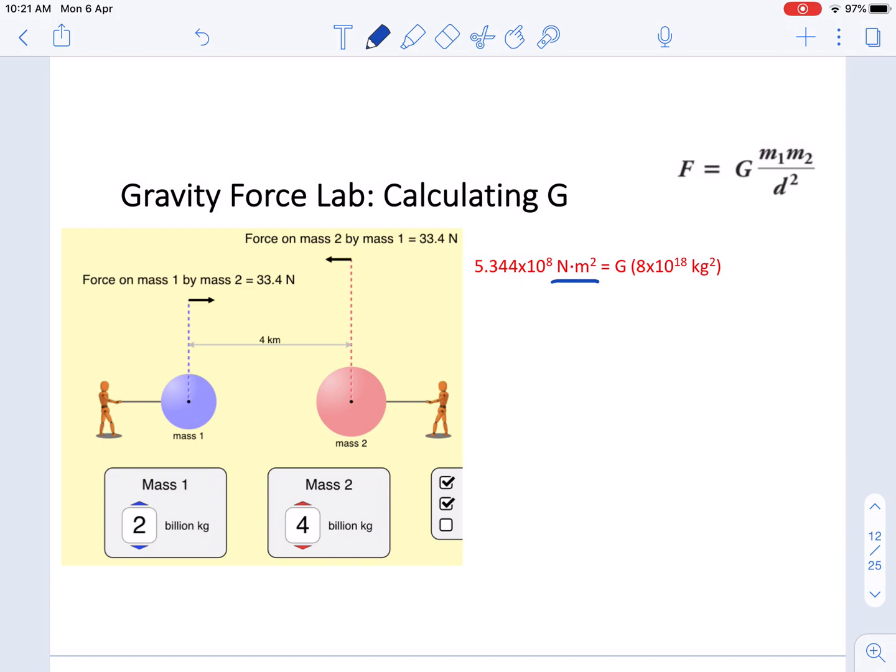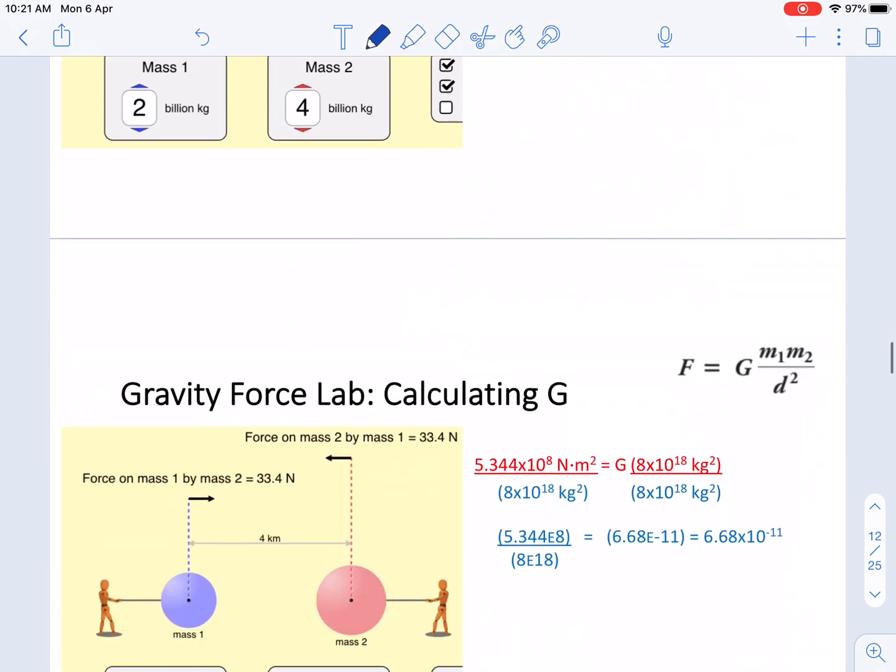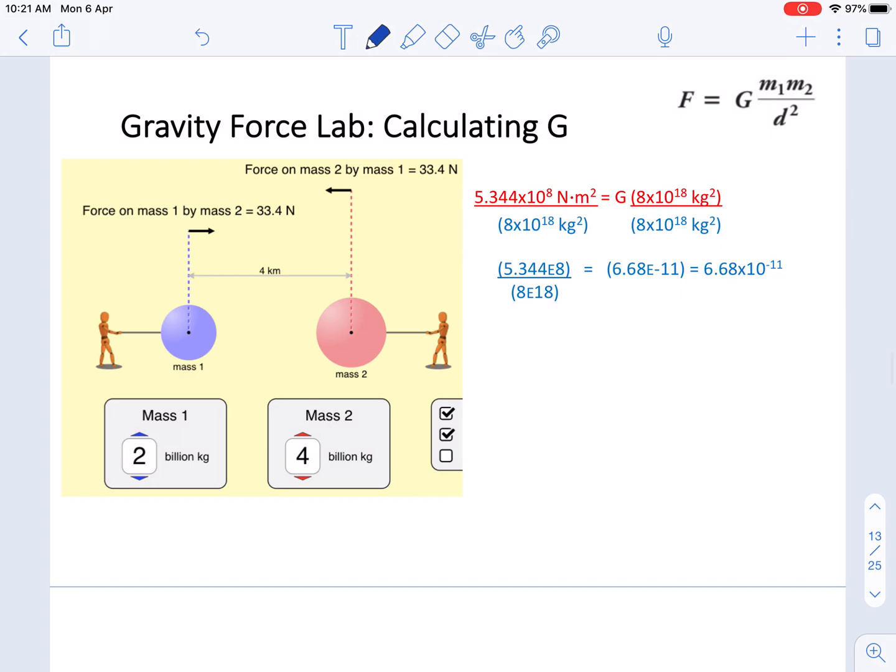To solve this now, I just need to get g by itself, so I'm going to take that, and I'm going to divide both sides by that same number, right? So we need to cancel that out, essentially. Here's what that looks like. So dividing both sides by 8 times 10 to the 18th, again, you'll get 1 here, right? They'll cancel each other out, and kilogram squared cancels out. And then you just need to find this quotient. Punching that into your calculator looks like this, 5.344E8 divided by 8E18. Your calculator gives you this, 6.68E negative 11.